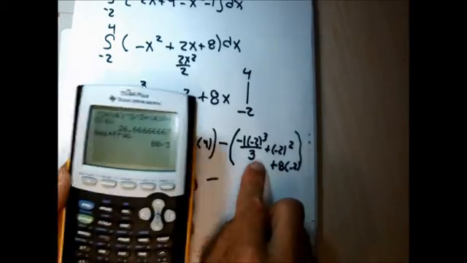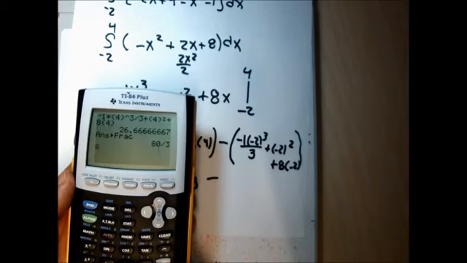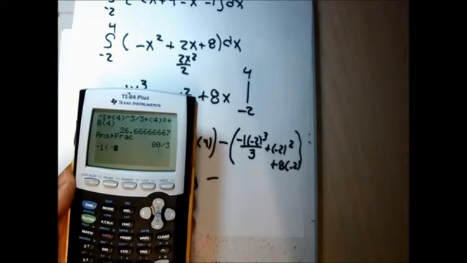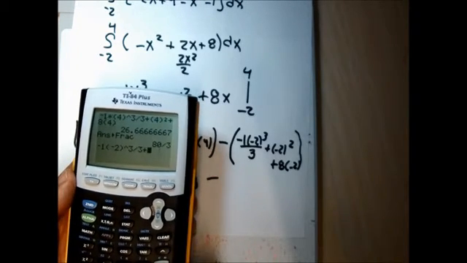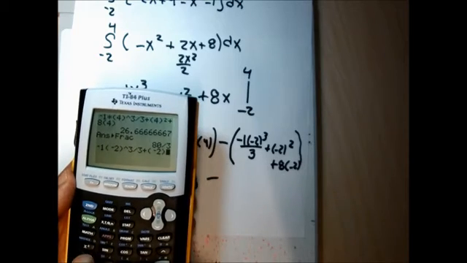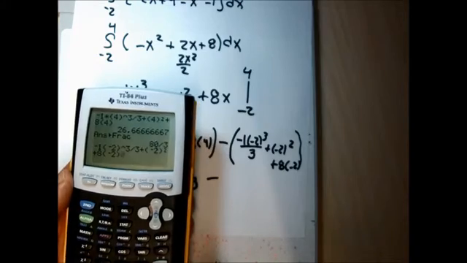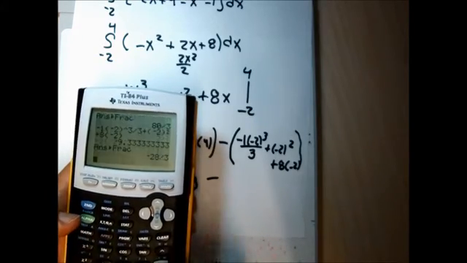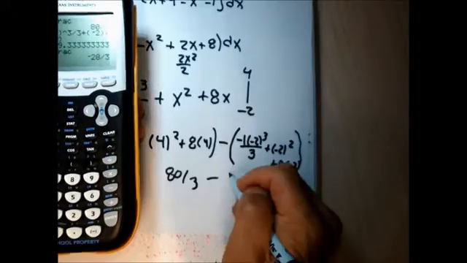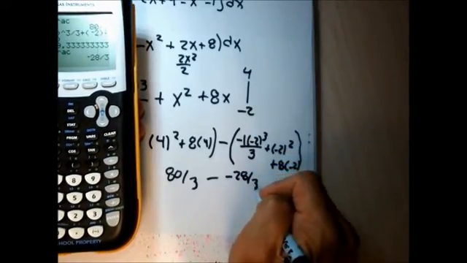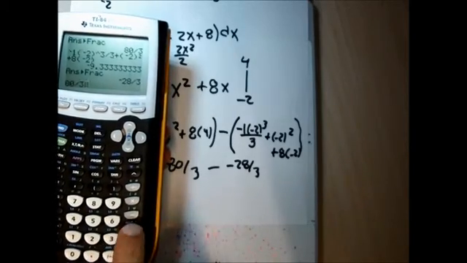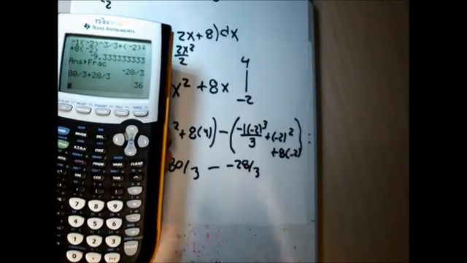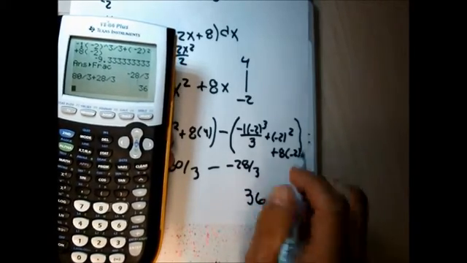And then minus, and then do the next one. Next one is -1 times -2 cubed divided by 3 plus -2 squared plus 8 times -2. Math, enter, enter. That's -28 over 3. The double negative is going to make a positive here. So this is going to be 80 over 3 plus 28 over 3, which is lovely, 36.